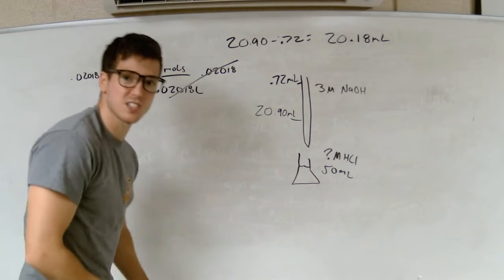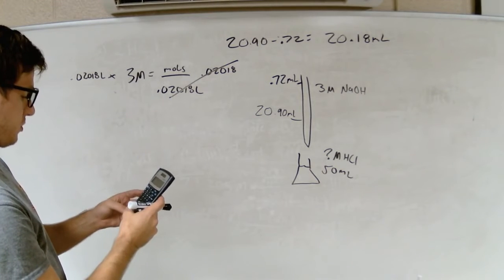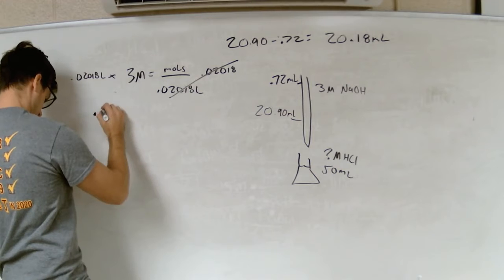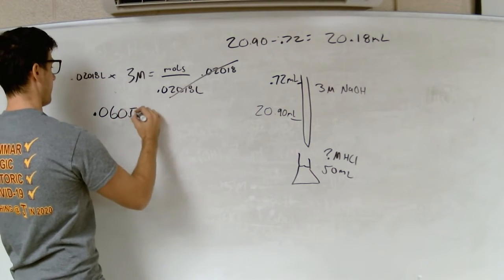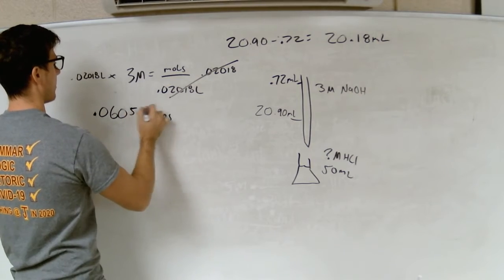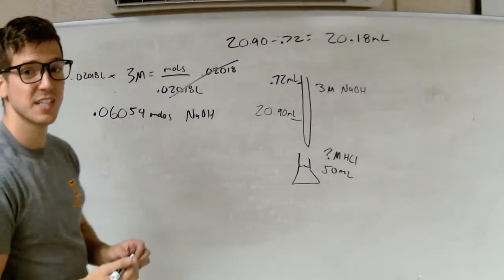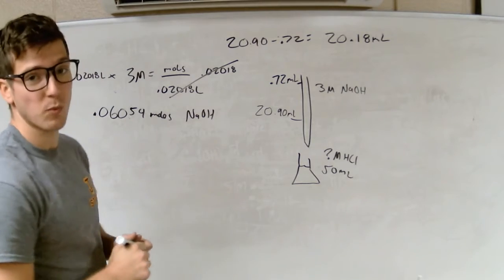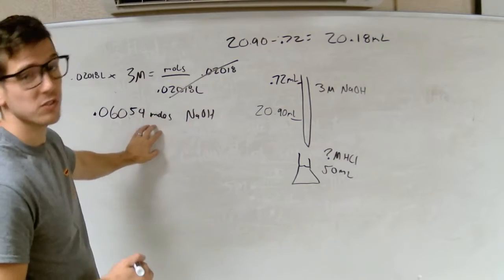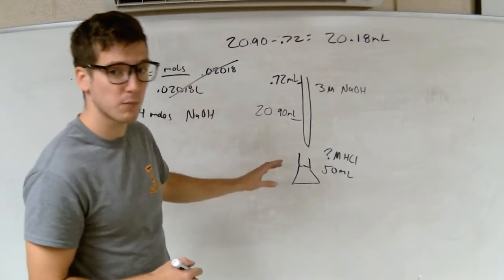And we should get somewhere around, let's do 3 times 0.02018, and we get 0.06054 moles. And remember, that is of NaOH. But the good thing about this titration is that it's a 1-to-1 ratio of H plus and OH minus, so when we hit our equivalence point, our moles of base will equal our moles of acid, or our moles of titrant will equal our moles of titrate.